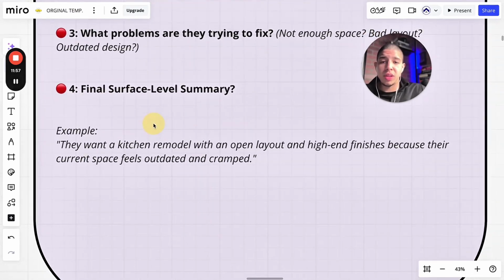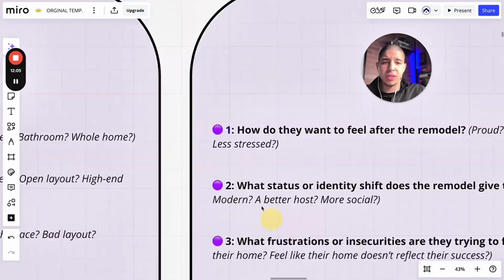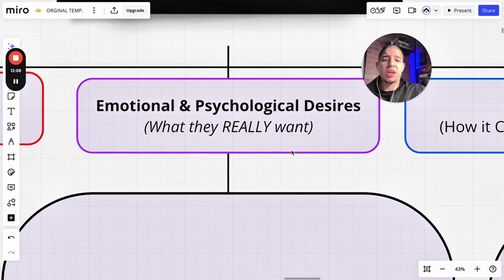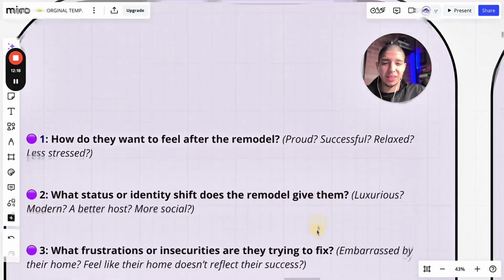Final surface level summary. They want a kitchen remodel with an open layout and high-end finishes because their current space feels outdated and cramped. Very realistic. Now, emotional and psychological desires, what they really want. This is under that layer of what they think they want. And it's your job to help them understand what they really need, right?